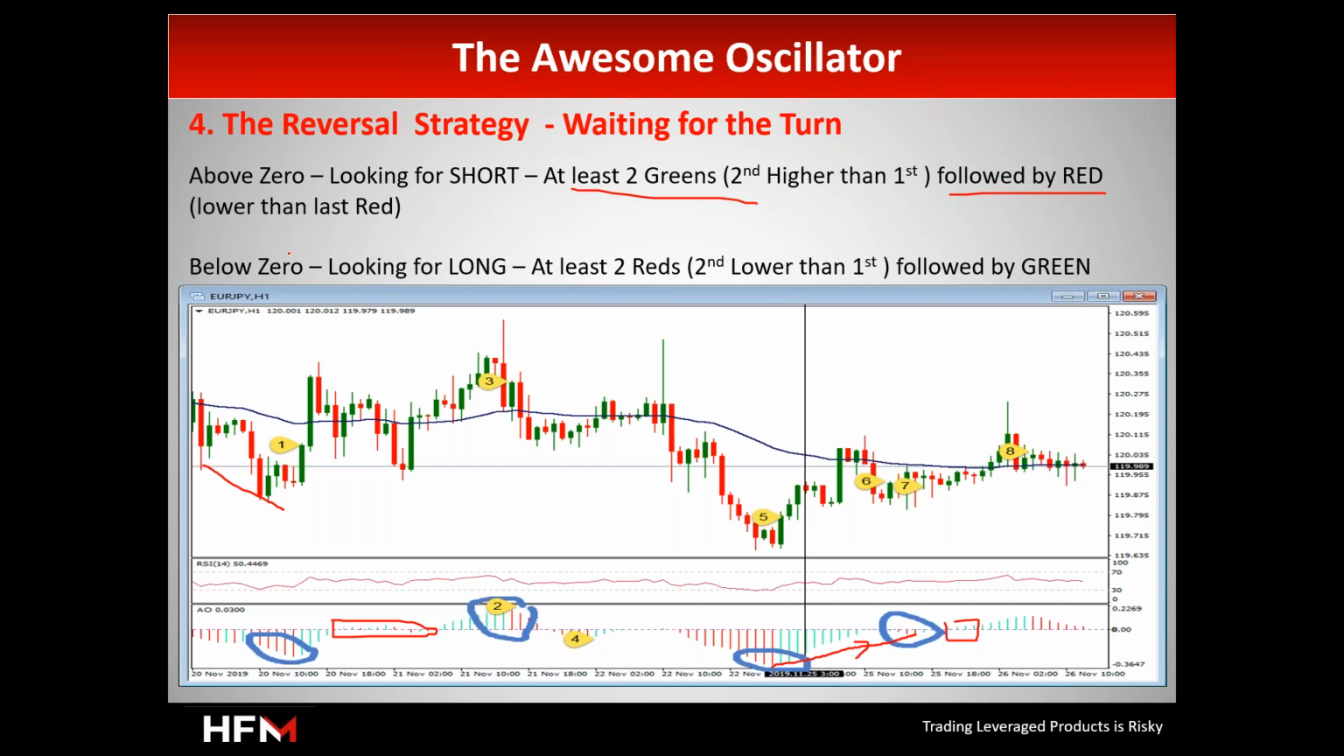Okay. Now, vice versa scenario. If your Awesome Oscillator is below 0, if you spot at least 2 red bars, the second lower than the very first one, and then followed by a green bar, that would be another indication of a potential reversal. And if you combine this with consecutive bullish candles in your chart, then that could be considered as a potential long position.